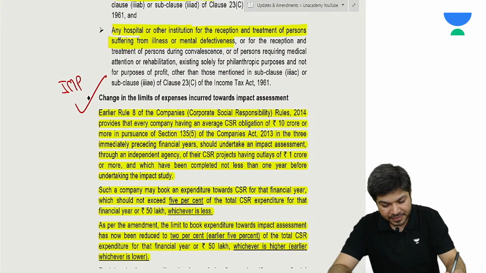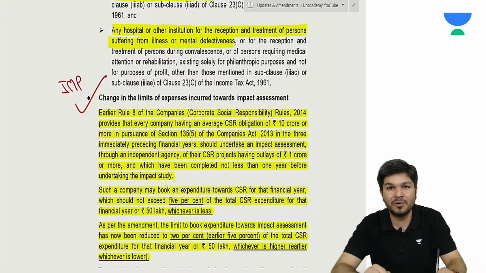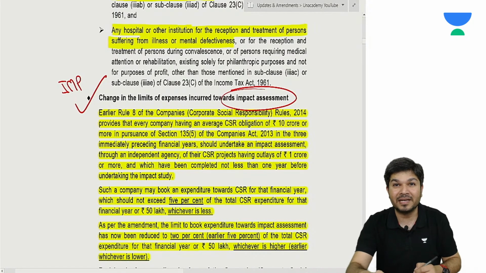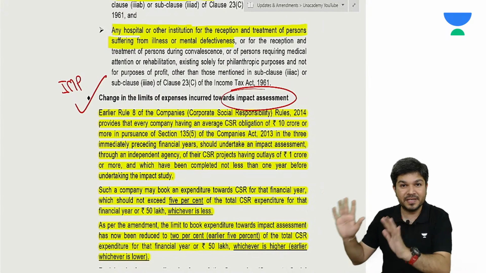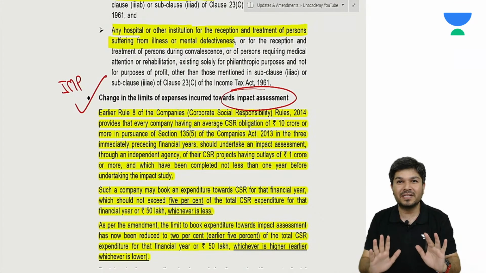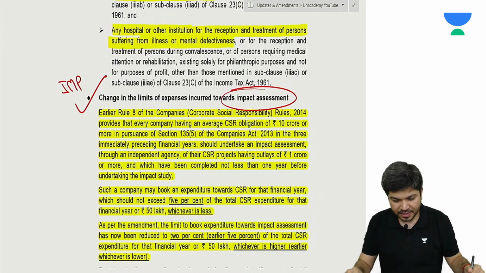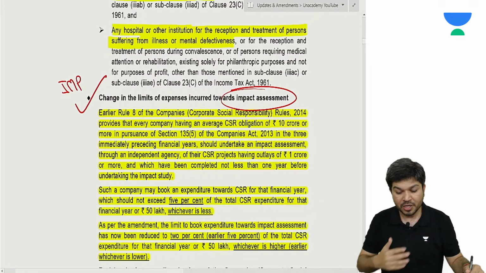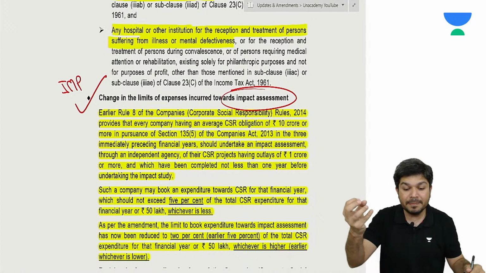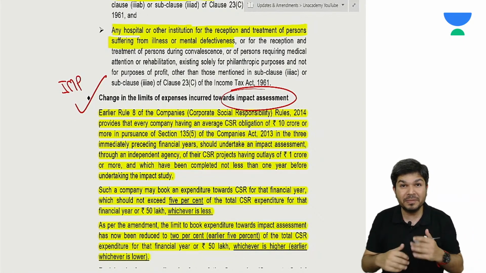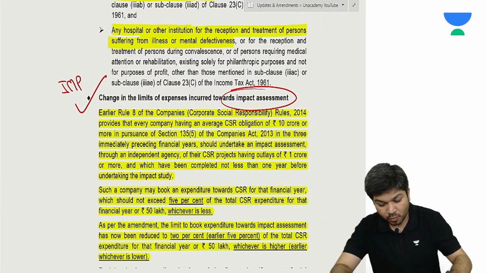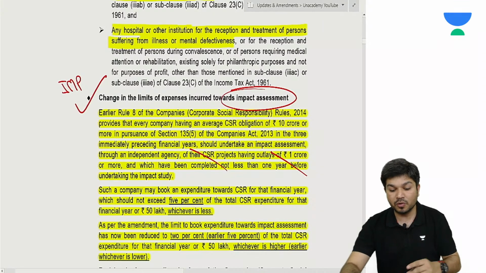Earlier, Rule 8 of the Companies (Corporate Social Responsibility) Rules, 2014 provided that every company having a CSR obligation. Now, there's one term called impact assessment. This was actually not given in your ICAI material, but it was there in rules. ICAI material doesn't have all rules in detail. So this was not there in ICAI material, but it was written in our rules. What was there in rules? If you have an average CSR obligation of 10 crores or more, you should undertake an impact assessment through an independent agency. Whatever CSR you are doing, what will be the impact of it? You had to do the impact assessment. And this impact assessment was required for projects having an outlay of rupees 1 crore or more.